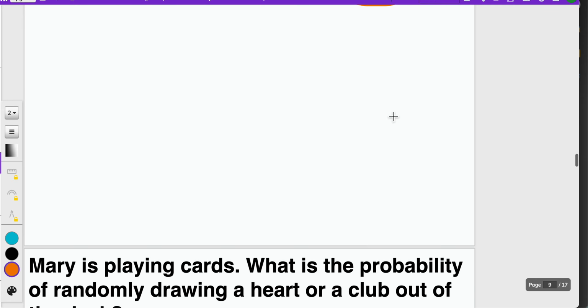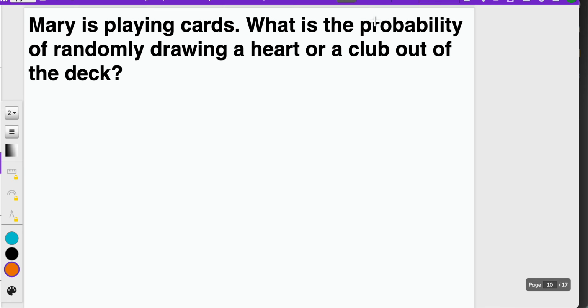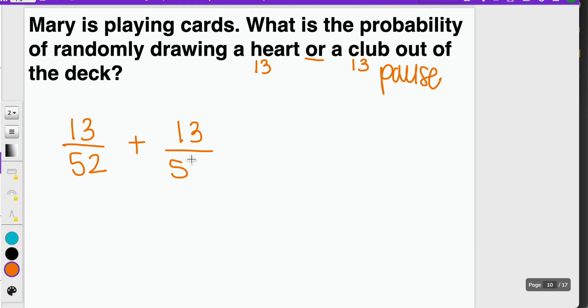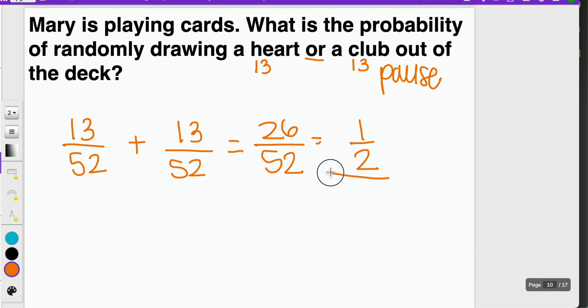Okay. By now we've gotten some practice, so let's pause the video here and try this one on your own. And when you're ready to check it, click play. All right, Mary is playing cards. What's the probability of drawing a heart or a club out of the deck? So hearts, we have 13 of those, and clubs, we also have 13 of those. So both of these probabilities are going to be 13 out of 52. This is slightly different than our independent and dependent events from yesterday. 13 out of 52 plus 13 out of 52 is 26 out of 52, which reduces all the way down to 1/2.